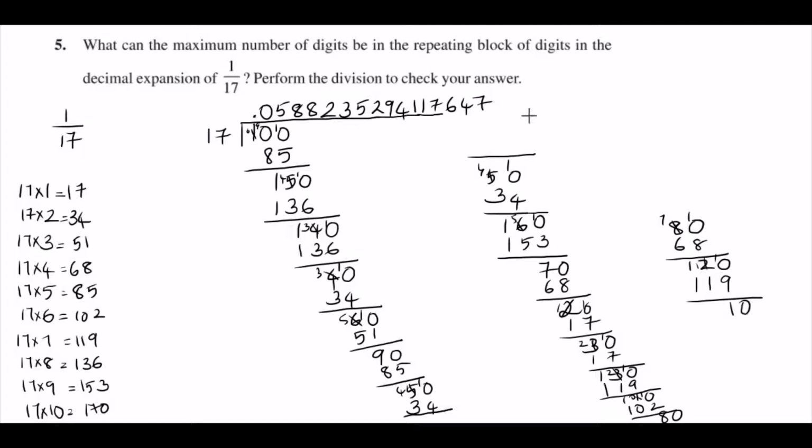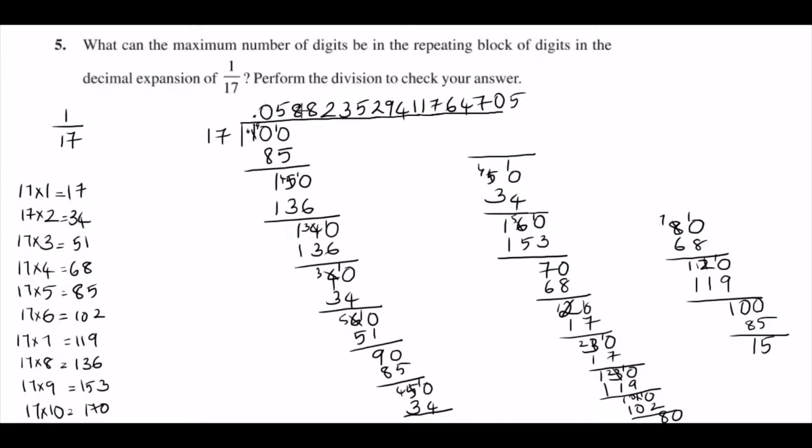So in 10, 17 goes 0 times. So you can see again the remainders are repeating. That is, you get 10, then 100. So in 100, 17 goes 5 times. The remainders are repeating. So the block of digits are also repeating. So let's count the number of digits in the repeating block of the decimal expansion.